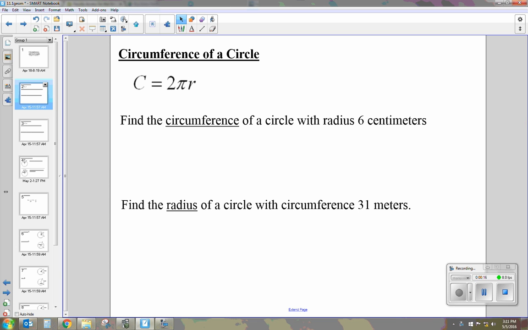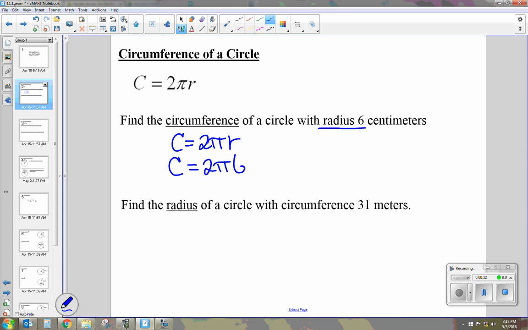So the first question asks, find the circumference of a circle with a radius of 6 centimeters. What we start off with is we write our formula, C equals 2 pi r. Well, they gave us the radius, so we're going to plug the 6 into where the r is. So it's 2 times pi times 6.